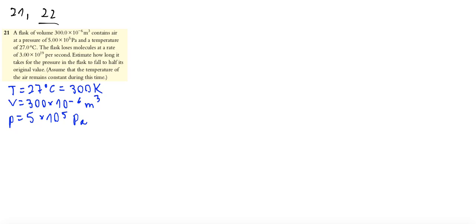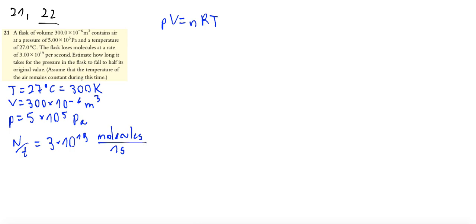And we know that the flask loses molecules at a rate of, so the number of molecules which is lost in unit time is 3 times 10 to the power of 19 molecules per second. Again, in 3 significant digits. So molecules, not moles, molecules per 1 second. Estimate how long it takes for the pressure in the flask to fall to half its original value. Assume that the temperature of the air remains constant during the process. So again, PV equals nRT.